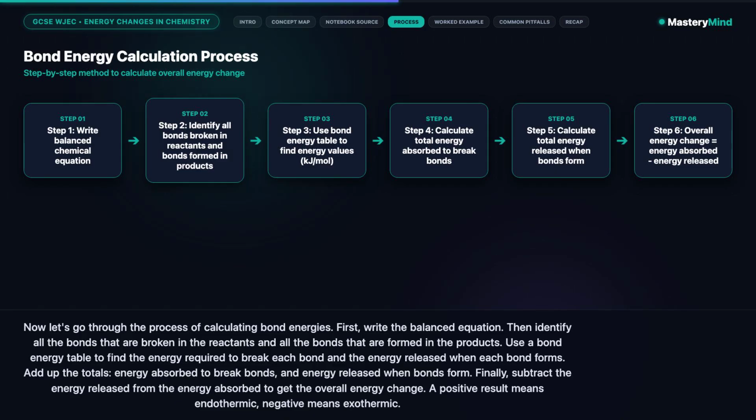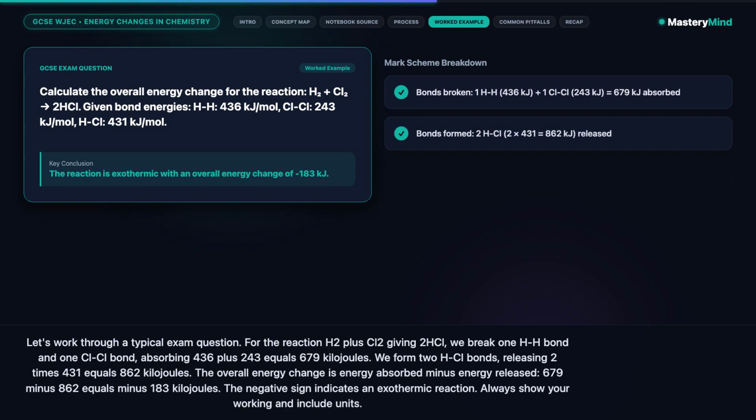Let's work through a typical exam question. For the reaction H2 plus Cl2 giving 2 HCl, we break one H-H bond and one Cl-Cl bond, absorbing 436 plus 243 equals 679 kilojoules. We form two H-Cl bonds, releasing 2 times 431 equals 862 kilojoules. The overall energy change is energy absorbed minus energy released, 679 minus 862 equals minus 183 kilojoules. The negative sign indicates an exothermic reaction. Always show your working and include units.